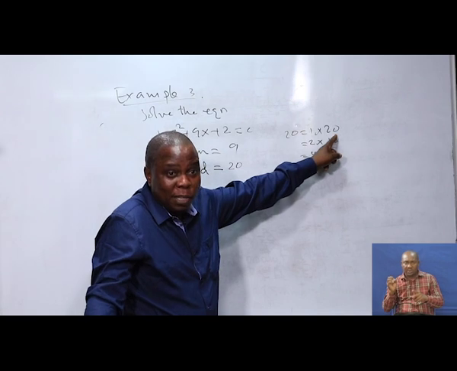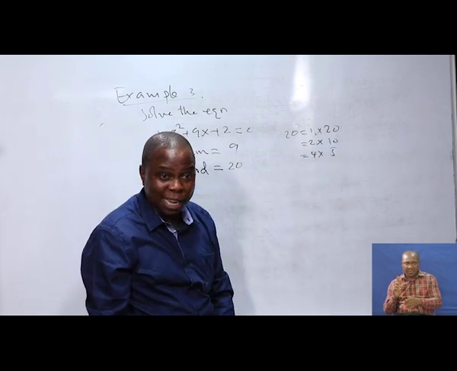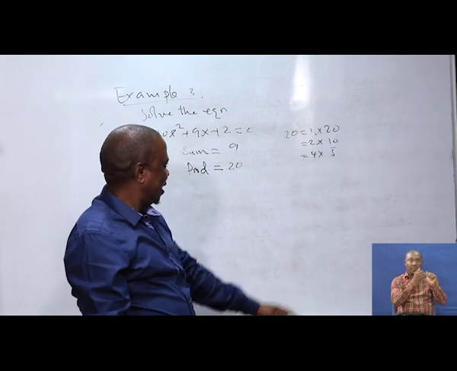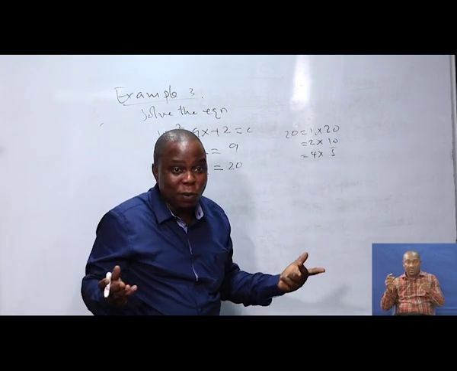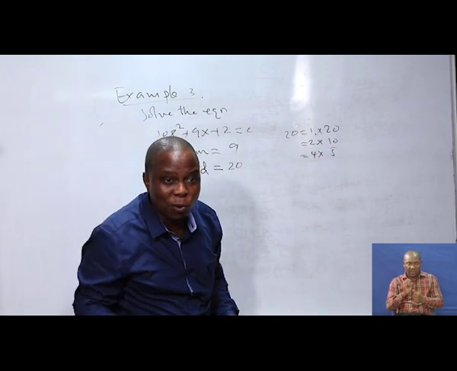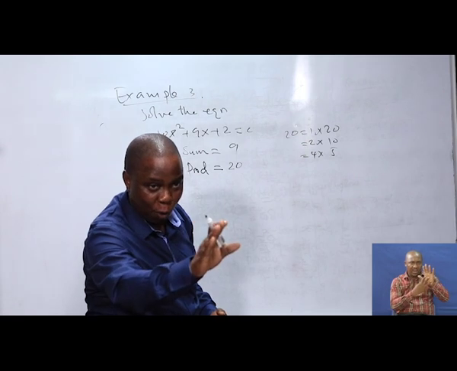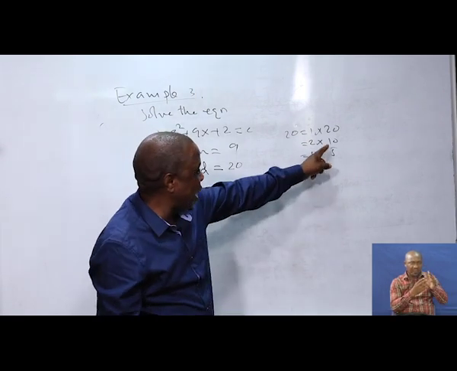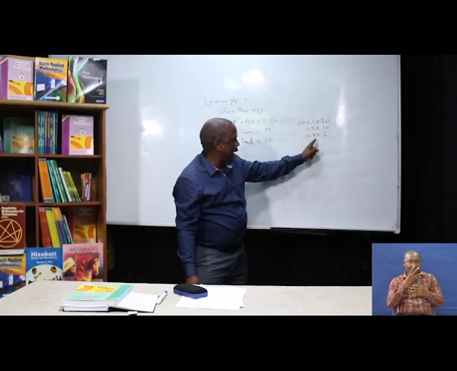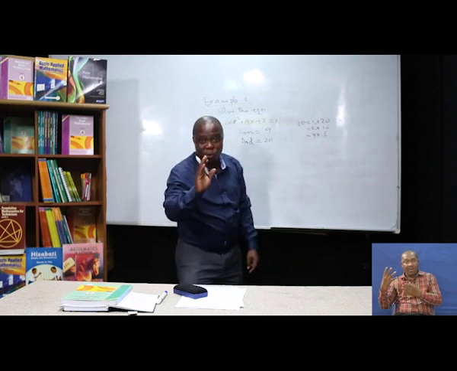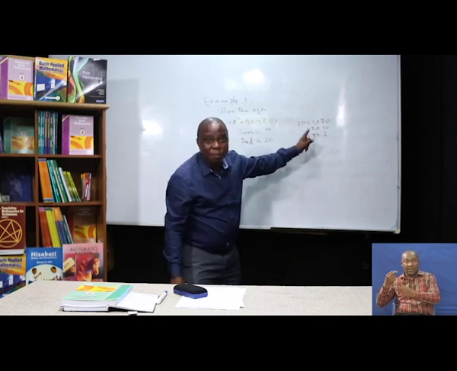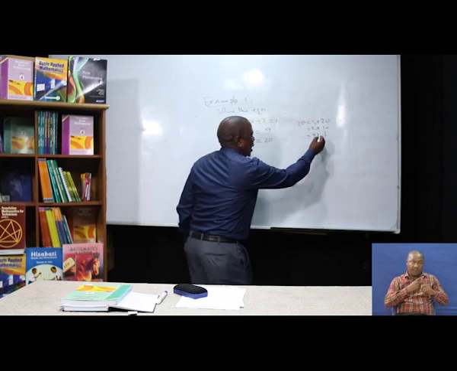If you multiply them, they give you 20. But if you add 1 and 20, will you get 9? You won't get 9. 2 and 10, if you multiply them, they give you 20. But if you add them, would they give you 9? No. Here, 4 and 5, you multiply them, they give you 20. If you add them, yes, this should be the pair we are choosing.